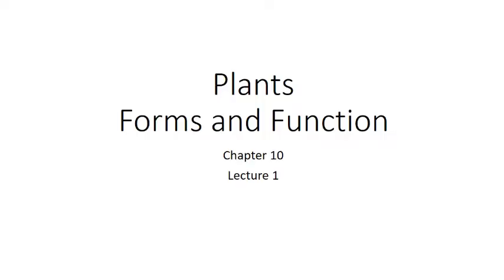Today we are starting the second term syllabus of science, and this is the first topic of your second term syllabus, that is plants, forms and their function. This is chapter number 10 of your book.